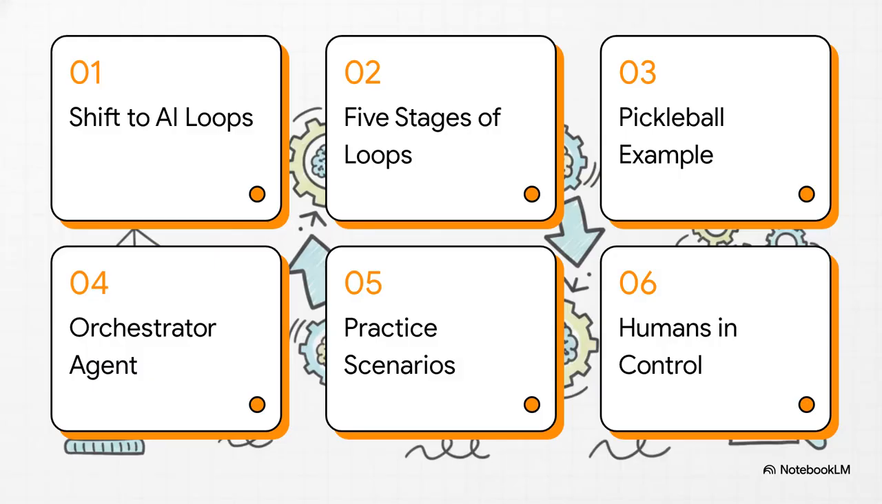Okay, let's dive into this. Here is our agenda for today. 1. The shift to AI loops. 2. The 5 stages of loops. 3. The pickleball store example. 4. Adding an orchestrator agent. 5. 4 real-world practice scenarios. And 6. Keeping humans in control.